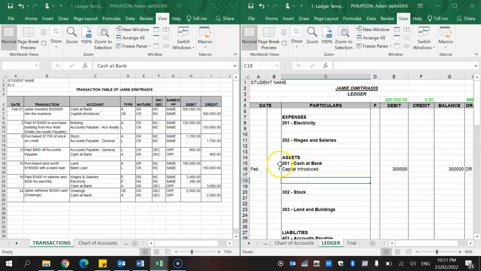And so if we were looking at the cash at bank in isolation, what this tells me is that on the 1st of February, the owner introduced capital of $300,000 into the business bank account. So that's why we use those particulars in here. Hope that makes sense.